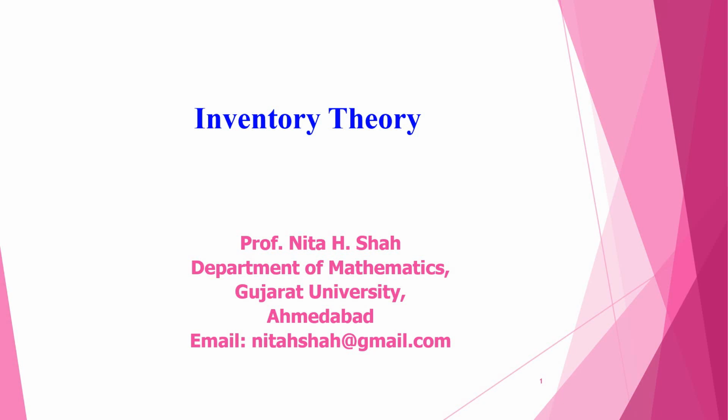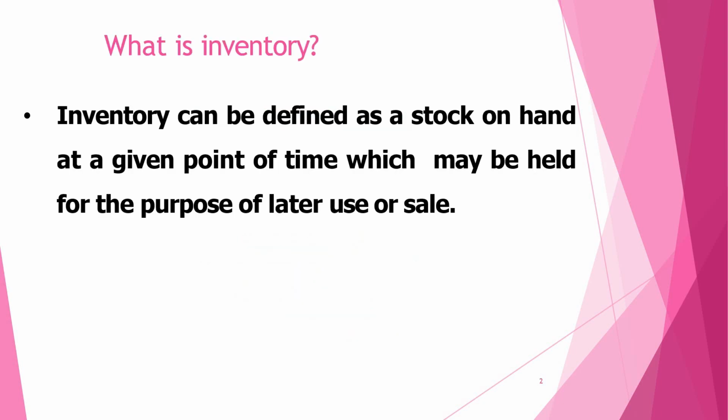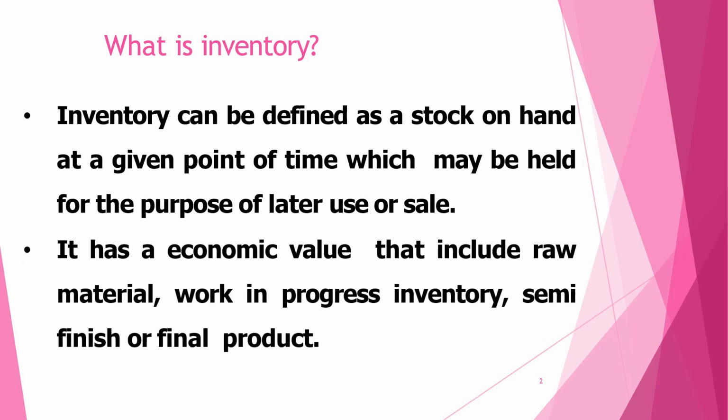Today we will have the first lecture on inventory theory. In this, we will try to understand the components of inventory and what inventory is. Inventory can be defined as stock on hand at a given point of time, which may be held for the purpose of later use or sale. It has economic value and includes raw material, work-in-progress inventory, semi-finished or final product.